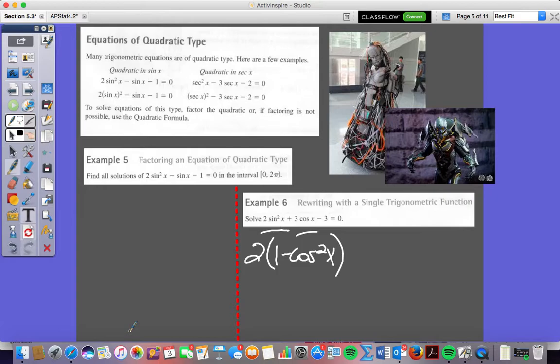We distribute, right? So we get what? 2 minus 2 cosine squared of x, and then we just bring everything else down. Plus 3 cosine of x minus 3 equals 0. What do I do from here?